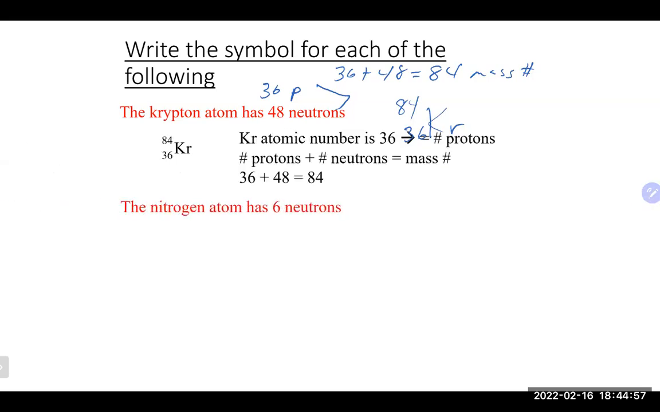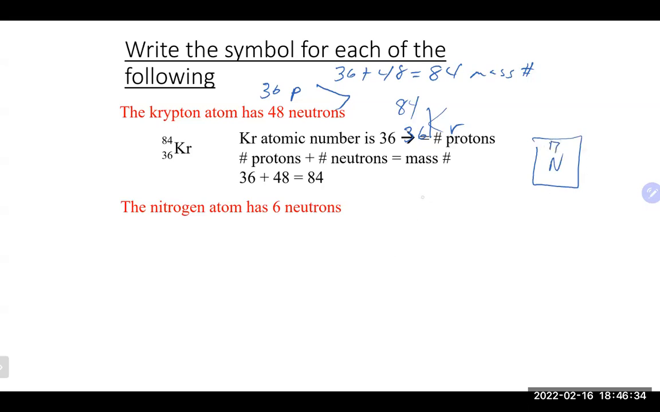All right, let's try this one then. Let's do nitrogen that has 6 neutrons. So write the symbol, see what you come up with. All right, so on this one, if we look up on the periodic table there for nitrogen, we should see hopefully an N and a 7 there.